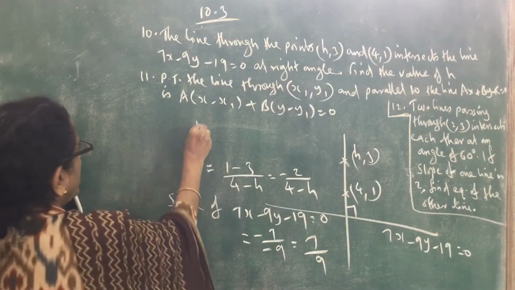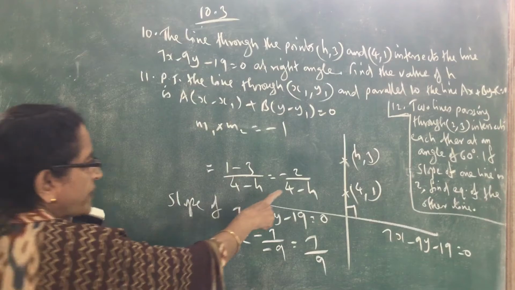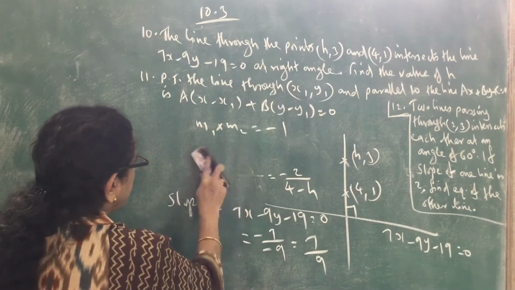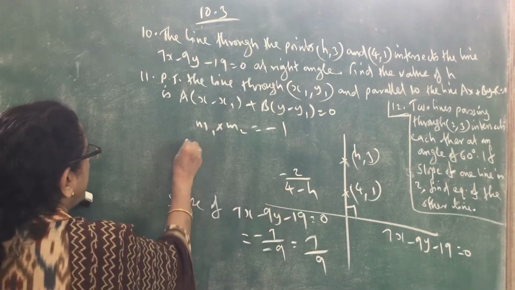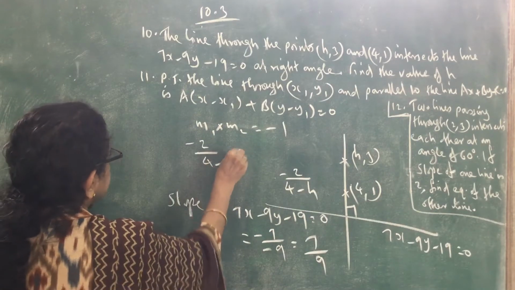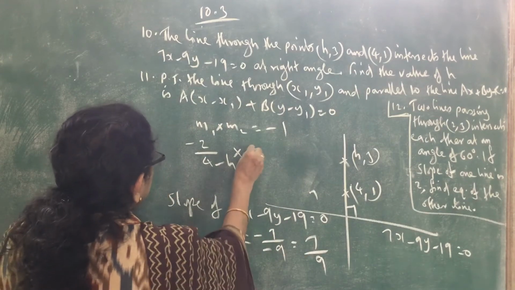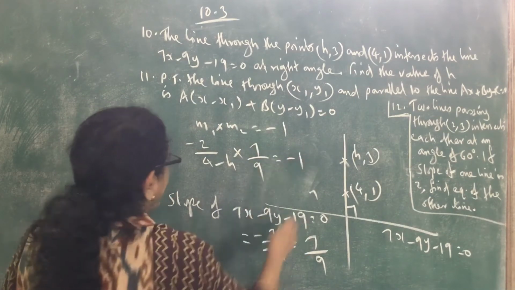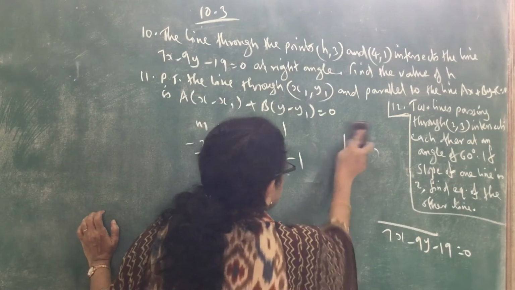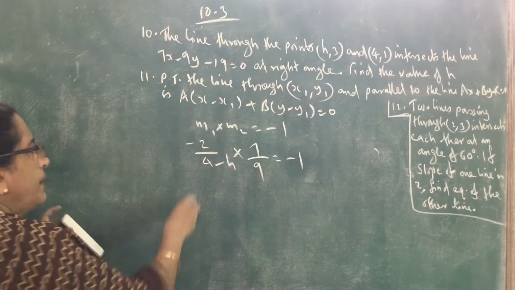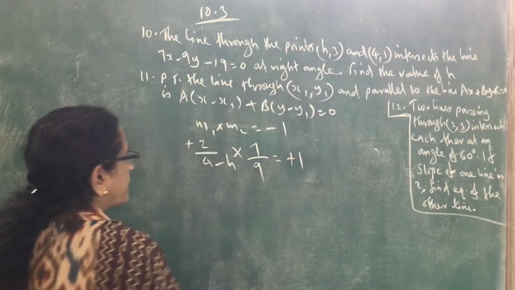Therefore m1 into m2, the product of the slopes, equals -1. So the slope of one line is -2 by 4 minus h. So we can write m1, the slope of one line, that is -2 divided by 4 minus h, into the slope of the other line, that is 7 by 9, equal to -1. So using that condition we can find the value of h. Therefore the negative, we can cancel minus from both sides.